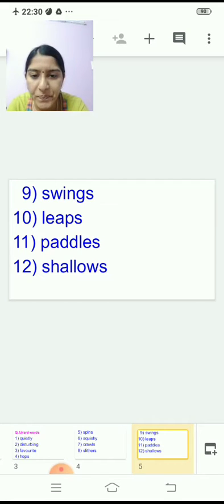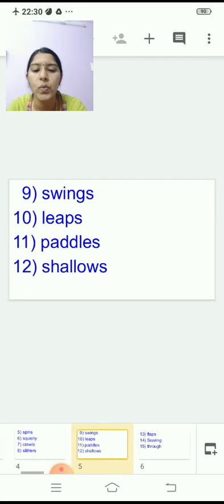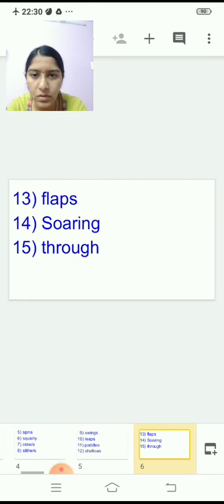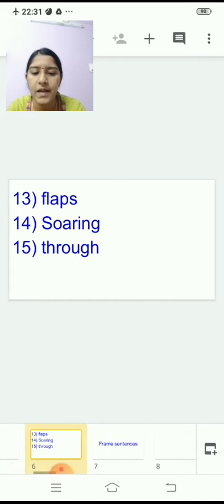10th, leaps. 11th, pedals. 12th, shallows. 13, flaps. 14, soaring. And 15, through. Okay, these are the words which we saw in the last class.